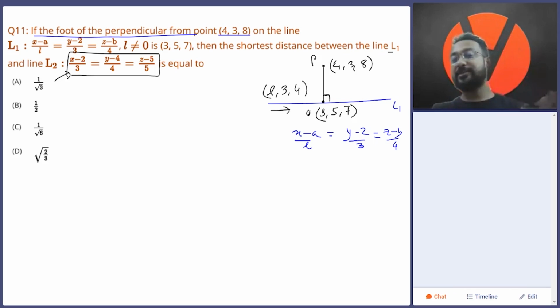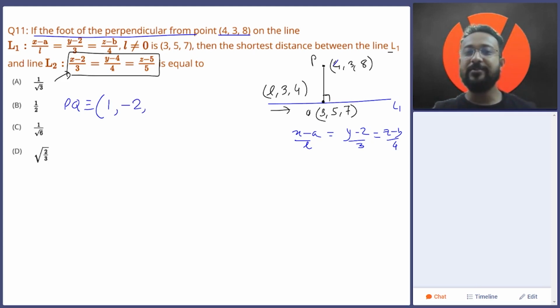If I take the product with this, that should be 0. Yes or no? So I think PQ should be written first. So PQ will be how much? 4, 3, 8 and 3, 5, 7. So 4 minus 3 is 1. 3 minus 5 is minus 2. 8 minus 7 is 1.